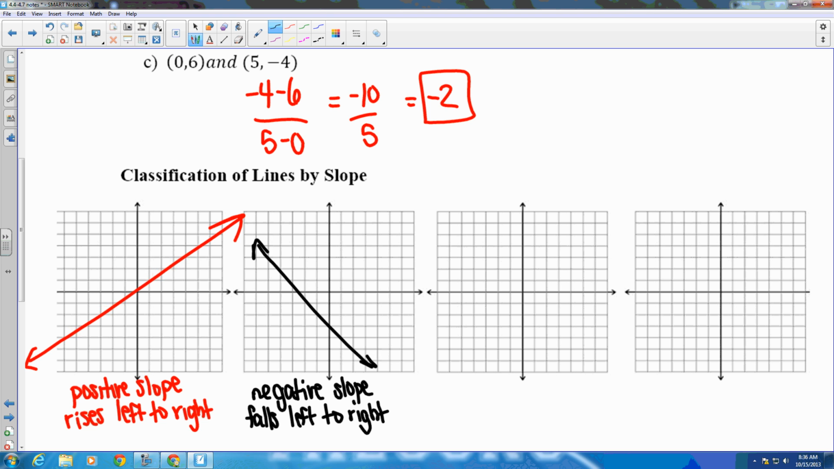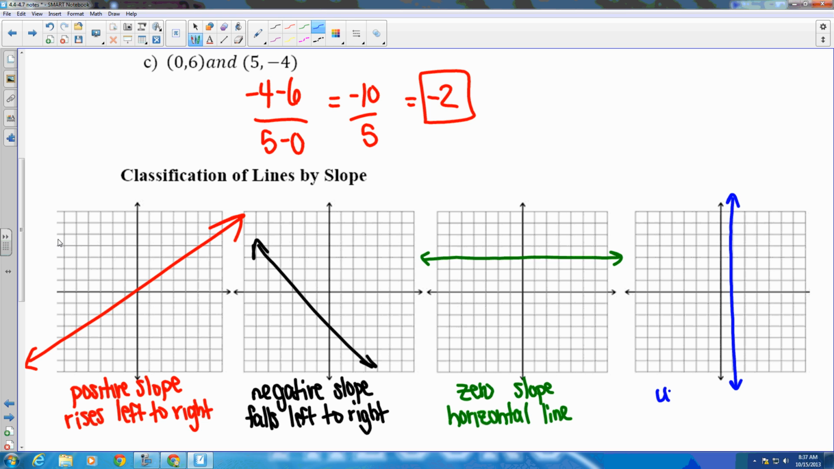And these last two we kind of just talked about. If we have a line like that, this is a 0 slope. That's called a horizontal line. Anytime that you have a 0 slope, you have a horizontal line. And the fourth one, that's undefined slope. That would be a vertical line.